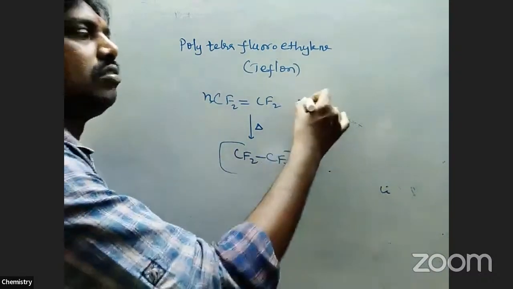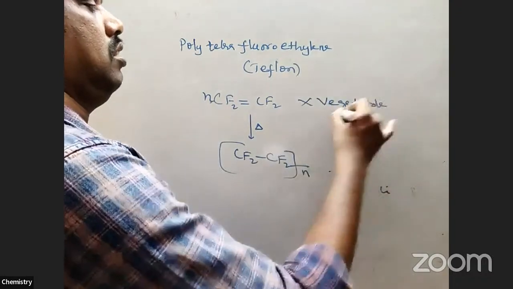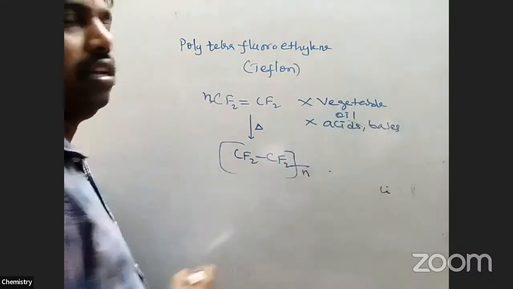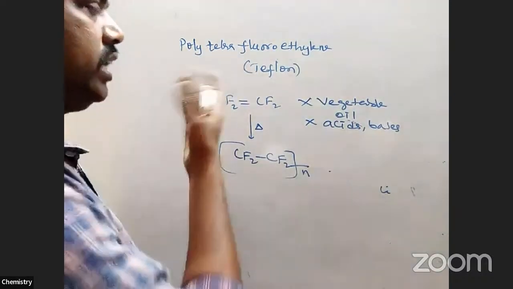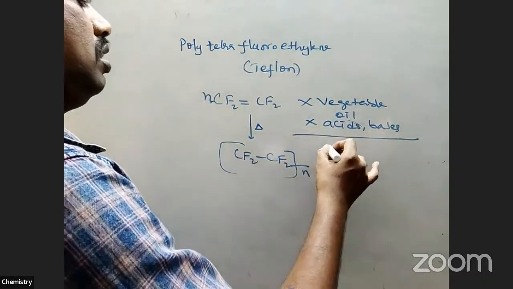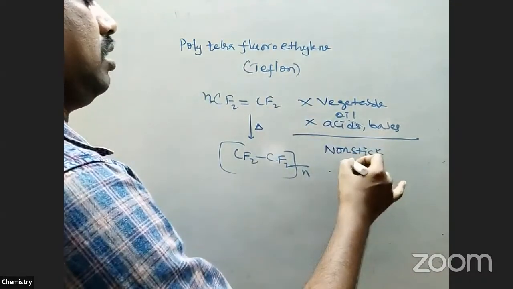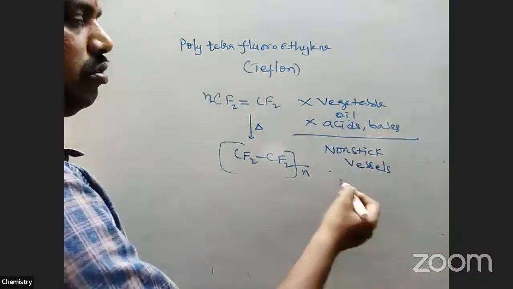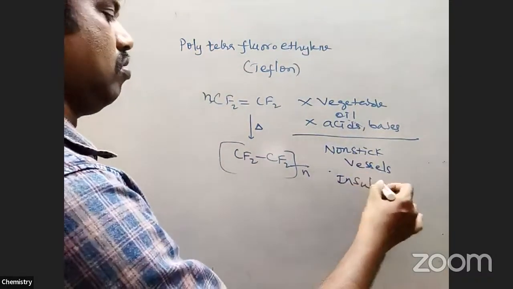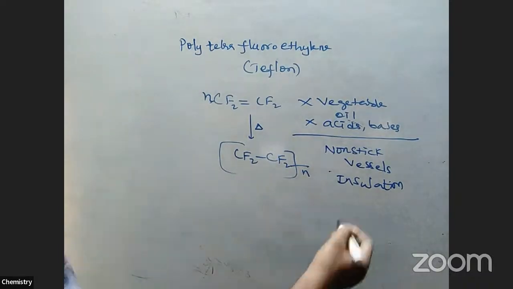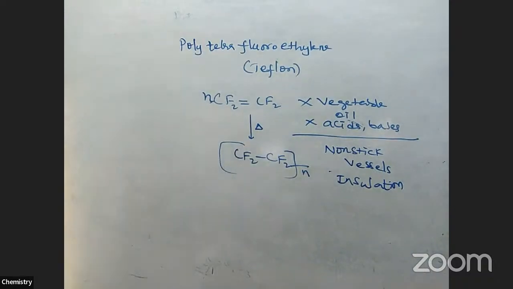Teflon does not react with vegetable oils, acids, and bases. Due to this, Teflon is used in non-stick vessels or utensils. It is also used in insulation, and in blankets also. These are the important uses of Teflon.